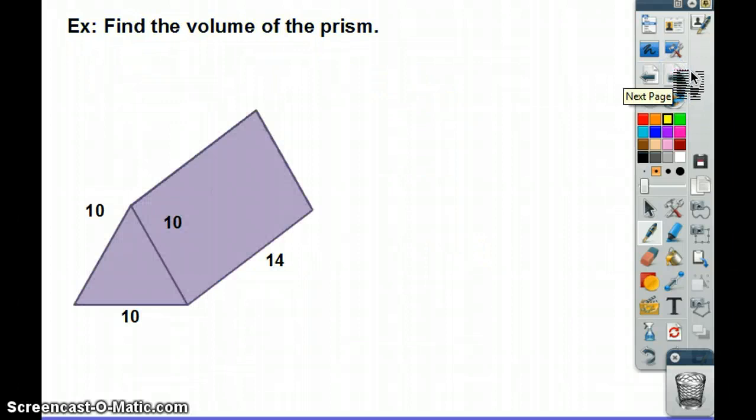Okay, let's try another prism with a triangular base, but it's just a different type of triangle. This time, instead of the right triangle, we have an equilateral triangle. We could have an isosceles triangle. The possibilities are pretty much endless here.